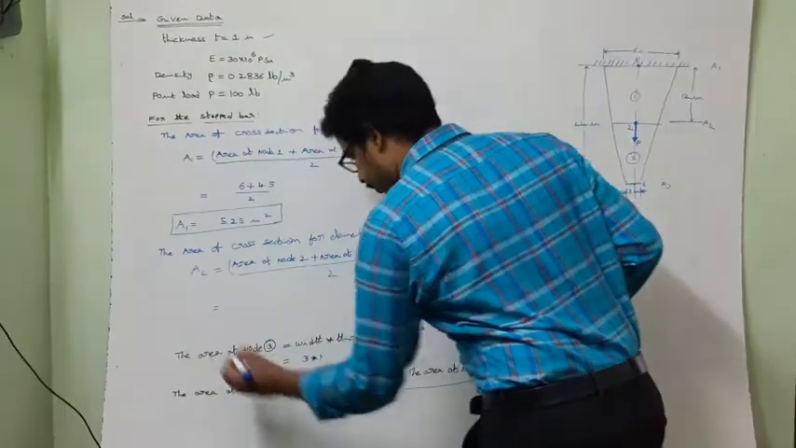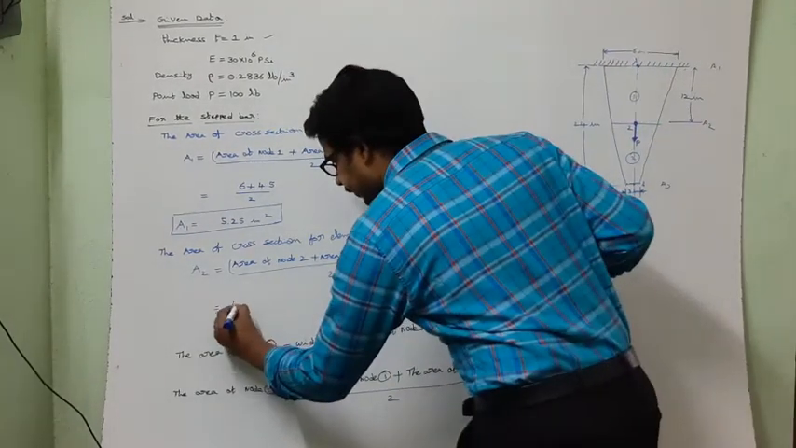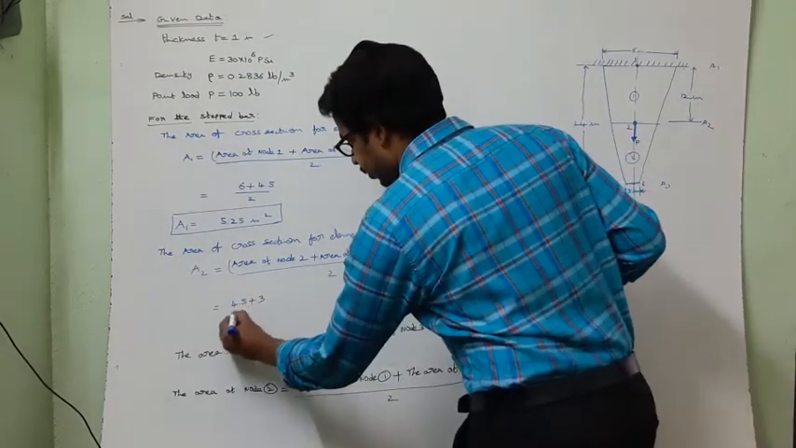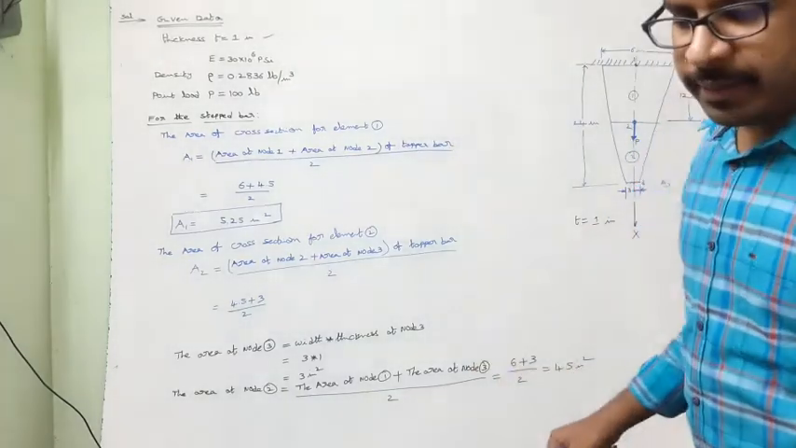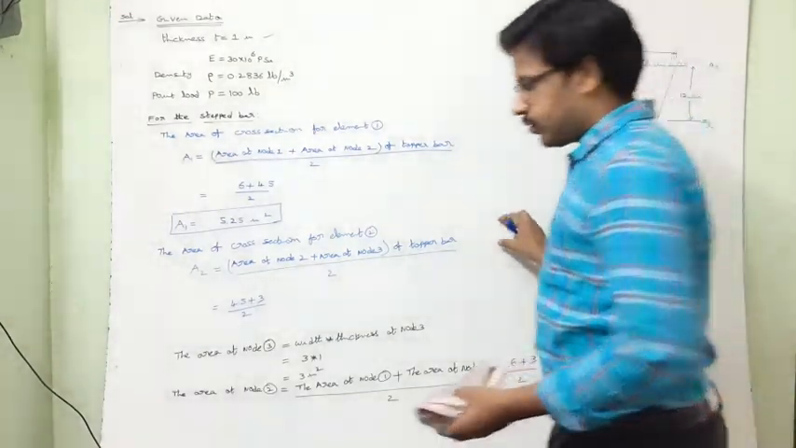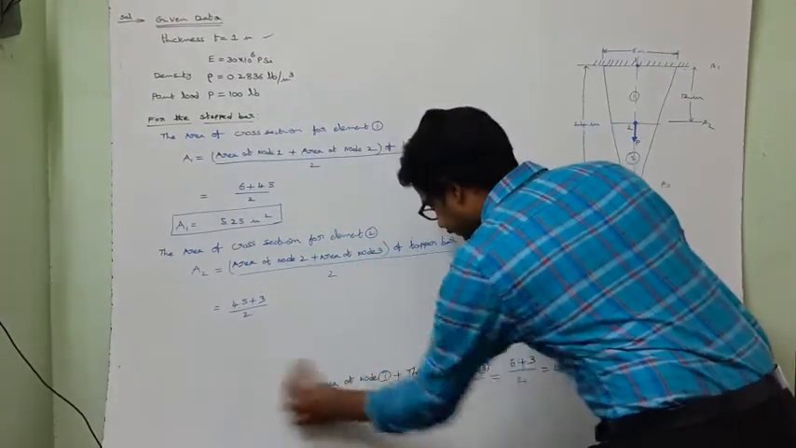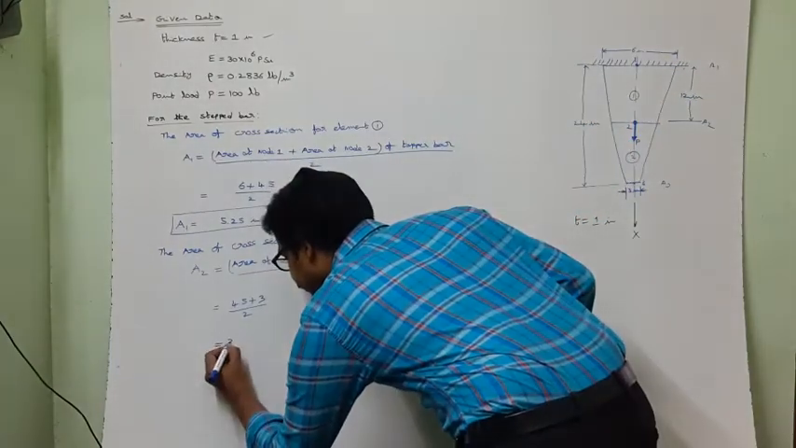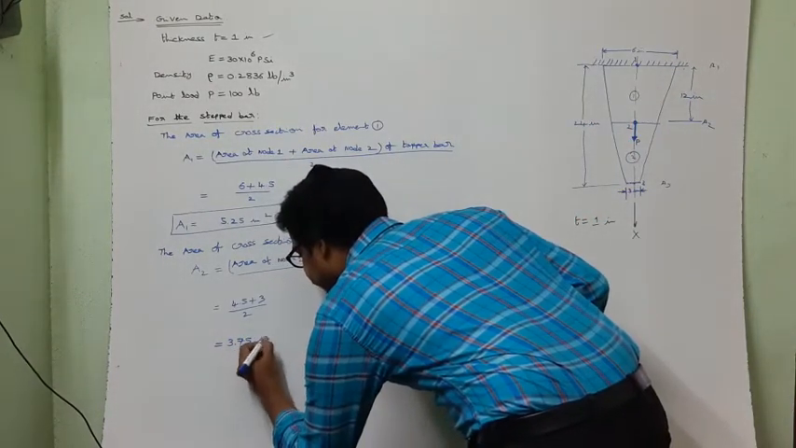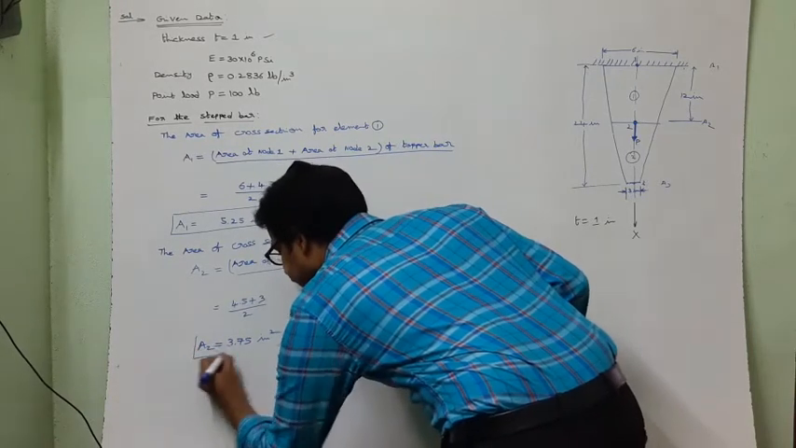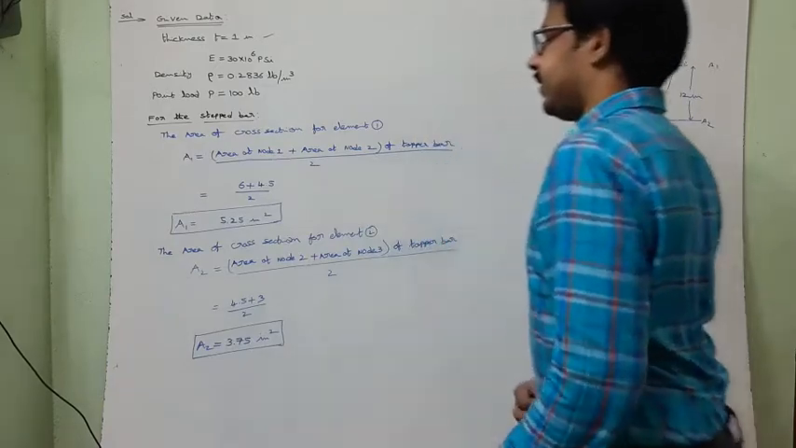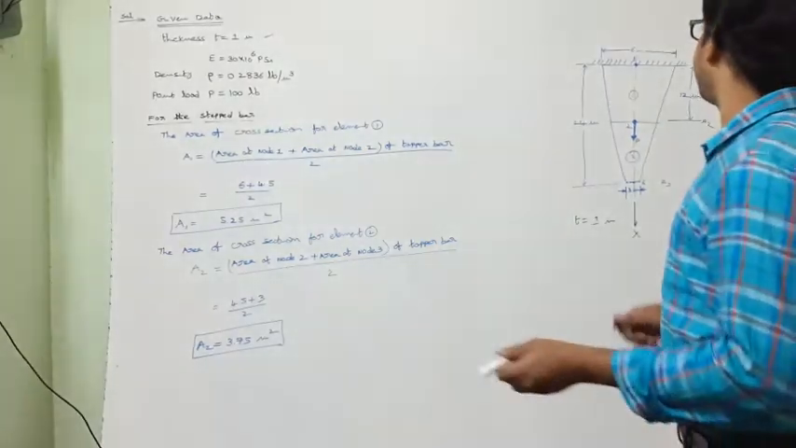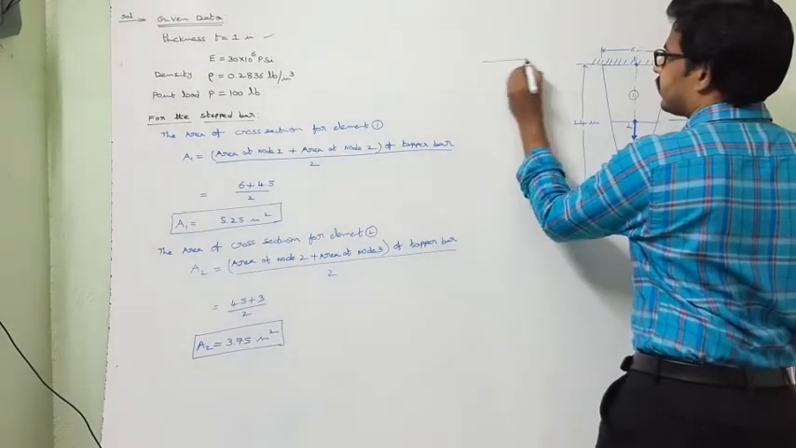So here area at node 2 is equal to 4.5 plus area at node 3 is equal to 3, whole divided by 2, that equals 3.75 inches square. These are the second element cross sectional area. So here in this diagram we need to convert into a stepped bar.